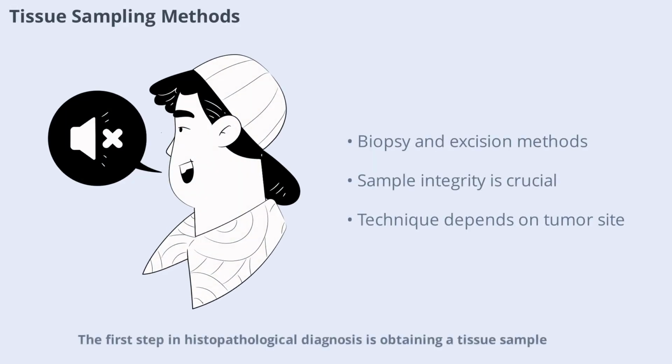First step in histopathological diagnosis is obtaining a tissue sample. This can be done through various methods such as biopsy, surgical excision, or fine needle aspiration. Each technique is chosen based on the location and nature of the suspected tumor. For instance, a core needle biopsy is often used for breast lumps, while endoscopic biopsies are common for gastrointestinal lesions. Proper sampling ensures that enough tissue is collected for accurate analysis, minimizing the risk of misdiagnosis.